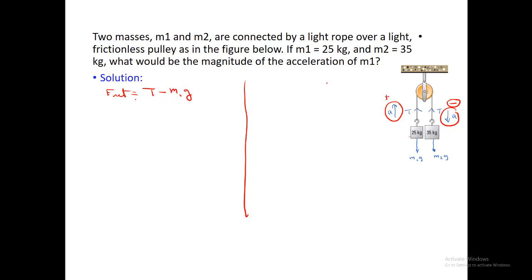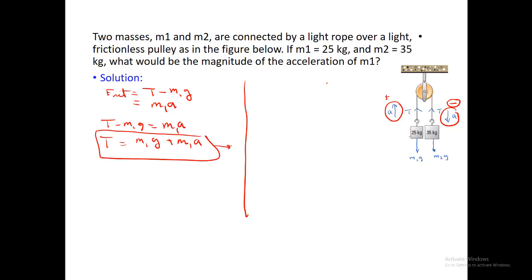Remember, F net also equals M times A. The acceleration the object is moving with now is a plus. I'll just keep it plus. Since this equals F net and that equals F net, the two are equal to each other. So I can say that T minus M1G equals M1 times A. Then put T on one side. So T equals, that should go to the other side with a positive sign, M1G plus M1A. Let this be equation number 1.